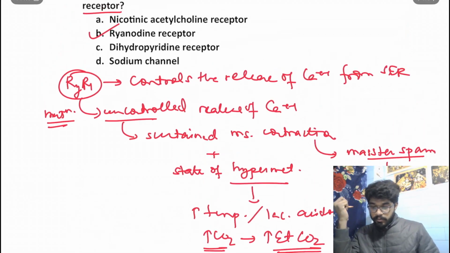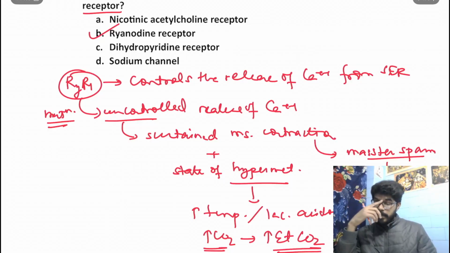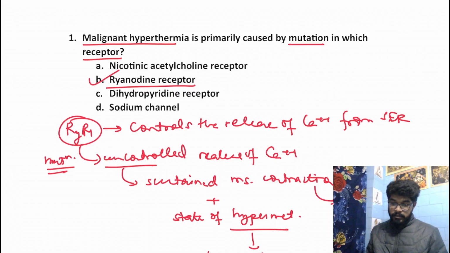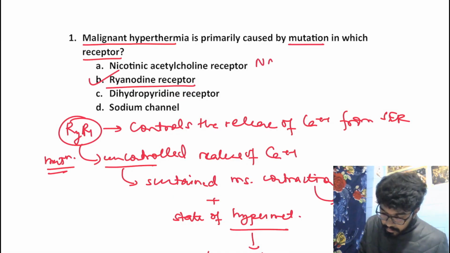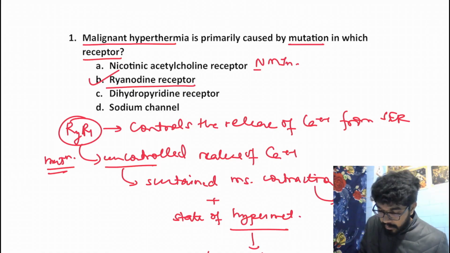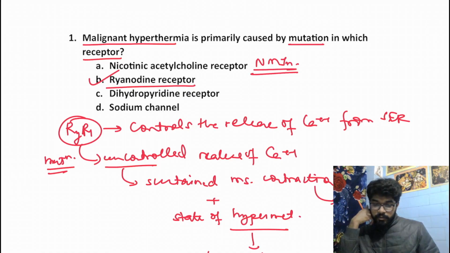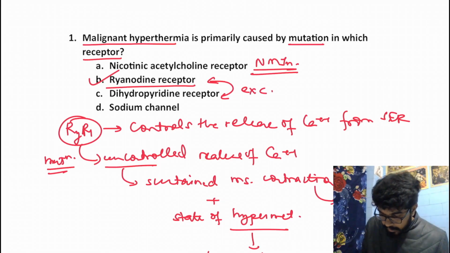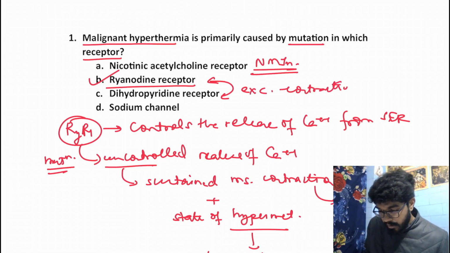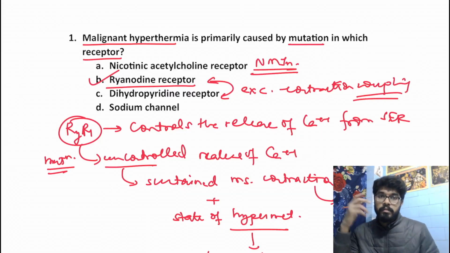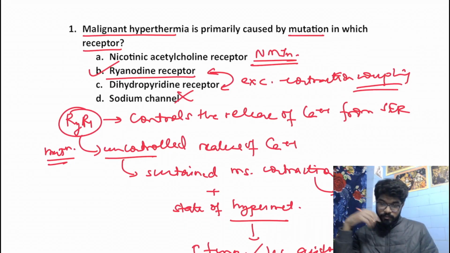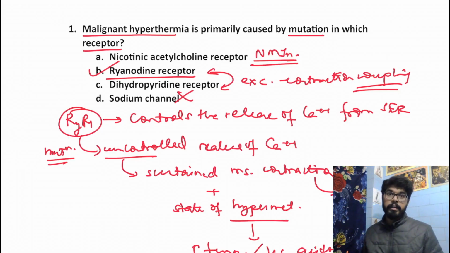So this is everything that is happening in malignant hyperthermia, and that is due to mutation in this ryanodine receptor. Nicotinic acetylcholine receptors are present in the neuromuscular junction, and they have no role in malignant hyperthermia. Dihydropyridine receptor, although there is an interaction between these two, which is seen in excitation contraction coupling, but malignant hyperthermia is not due to any problem in this excitation contraction coupling, and sodium channels is just way out of the box option. So B should be our correct answer.